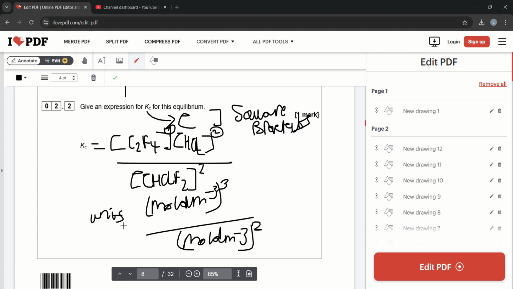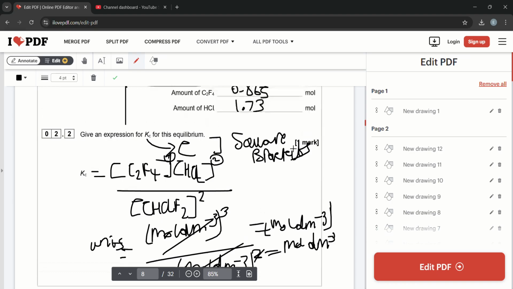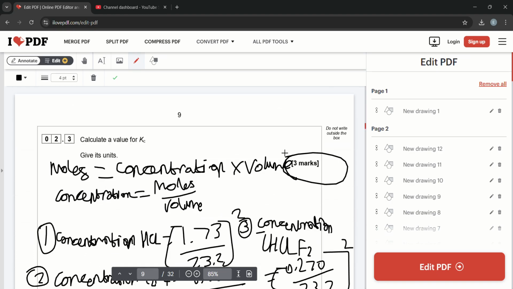I'll just label this units. Well, that'll cancel and that'll cancel, so we'll be just left with mol per dm^-3 to power 1, which is mol per dm^-3. Like 10 to the power of 1 is 10. So mol per dm^-3.